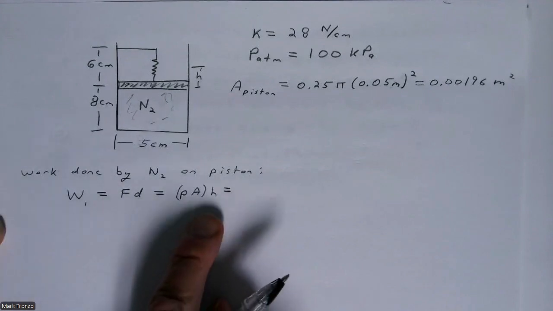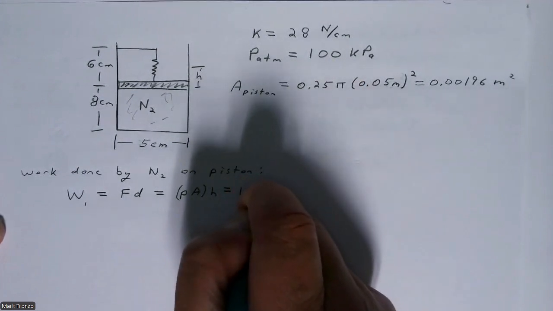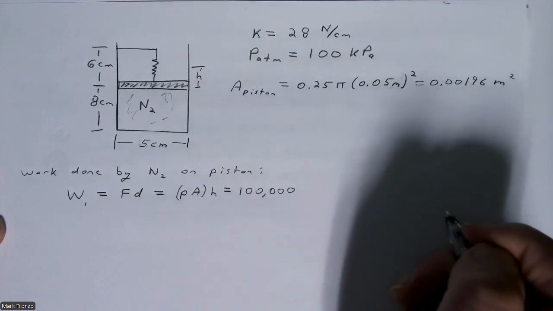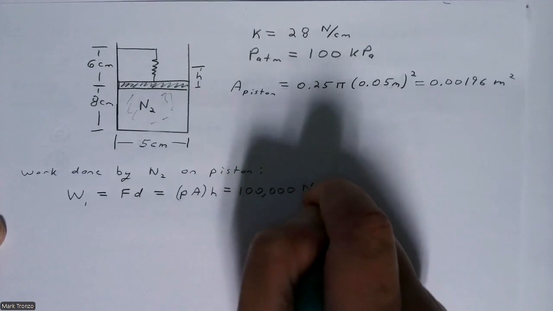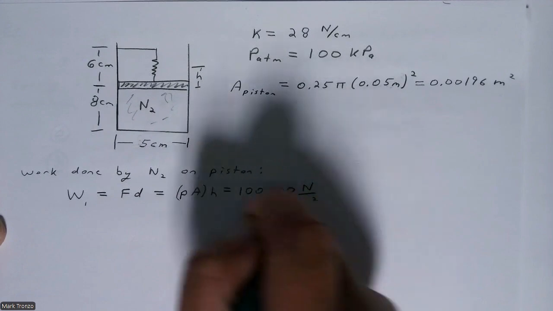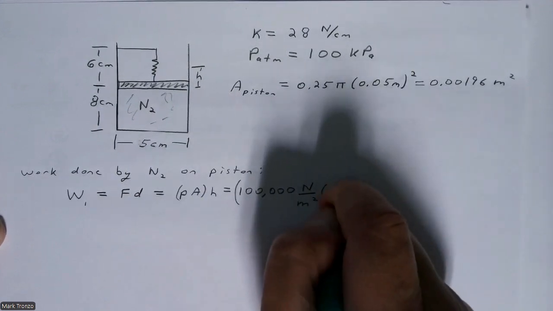And again, we have our pressure, 100 kPa. So let's convert that. Remember what that is? That's going to be 100,000 Pa, 100,000 pascals. And a pascal is a newton per meter squared. And then times the area.